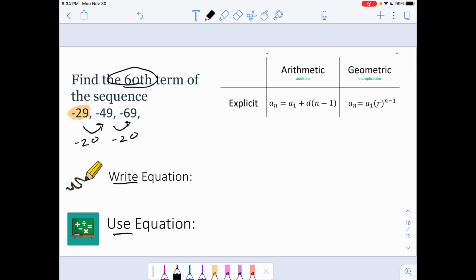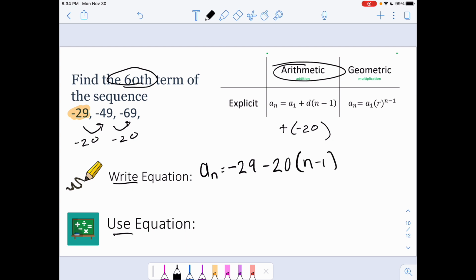This is going to be an arithmetic sequence because I'm constantly adding a negative number. So let's write our equation. My initial value was -29. My common difference was -20. Now I need to know when n is 60, when I'm standing at the 60th place in this list, what number is there? So let's figure it out.